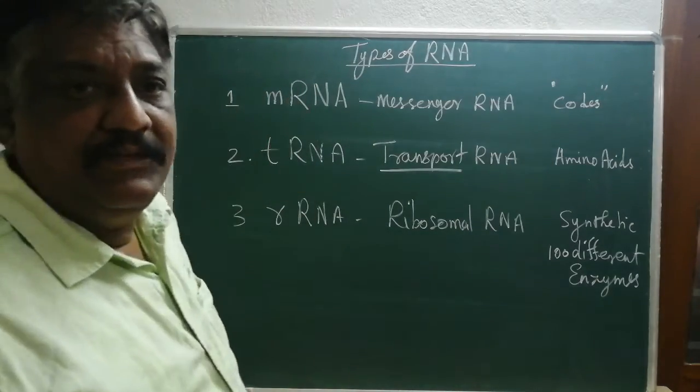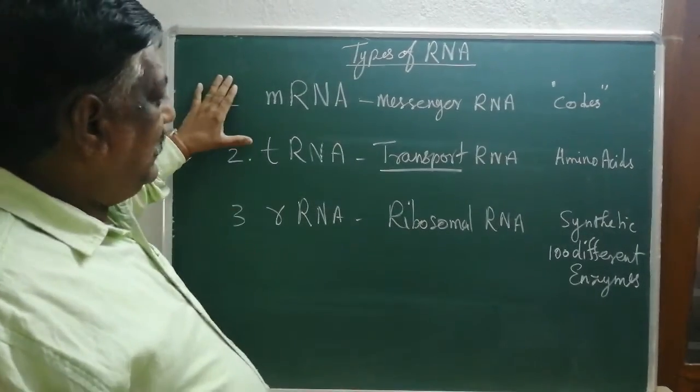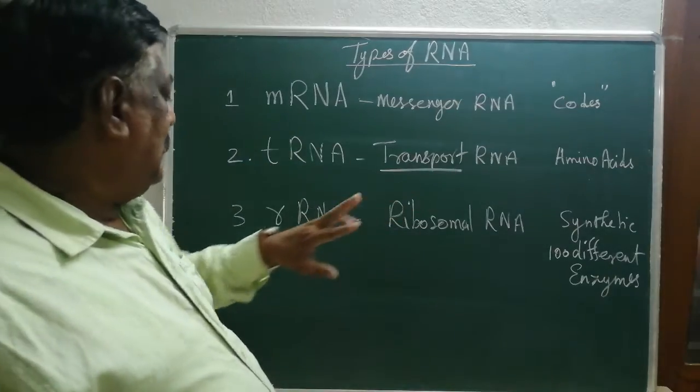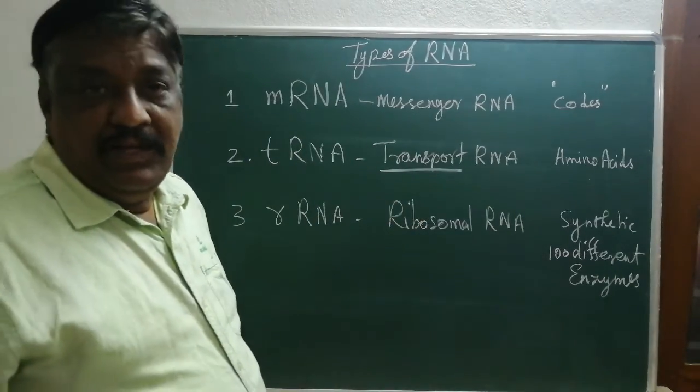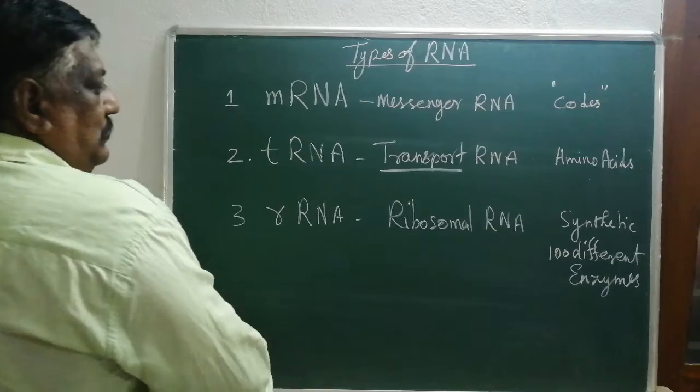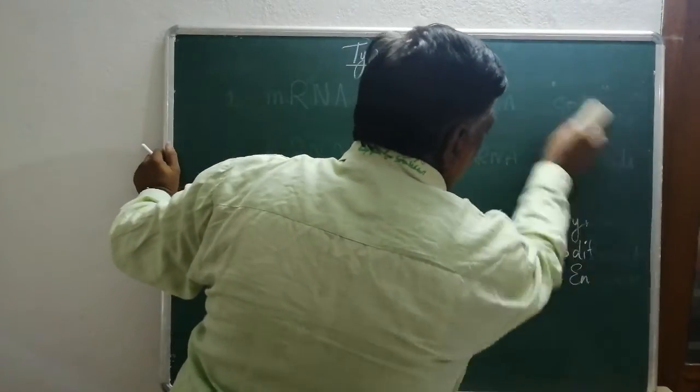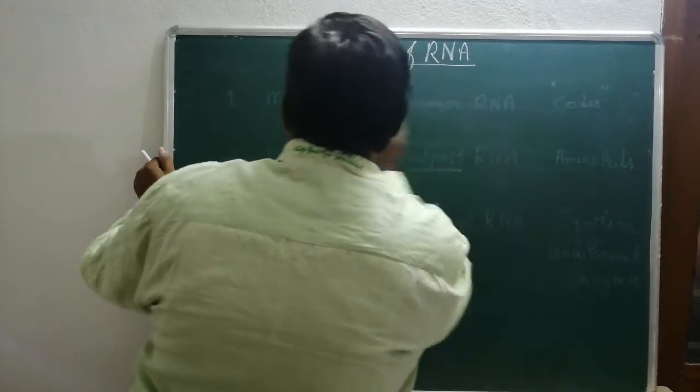These are the three types of RNA. mRNA, it acts as a template which has codes. tRNA, transport RNA, rRNA, ribosomal RNA. Now we are going to see about the transcription process.